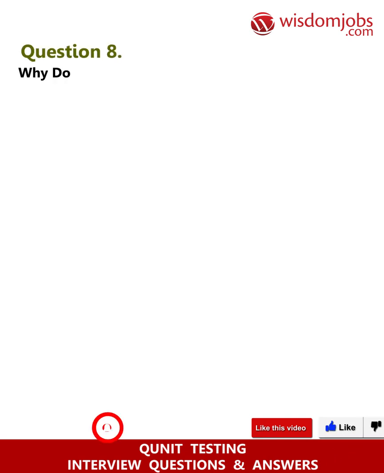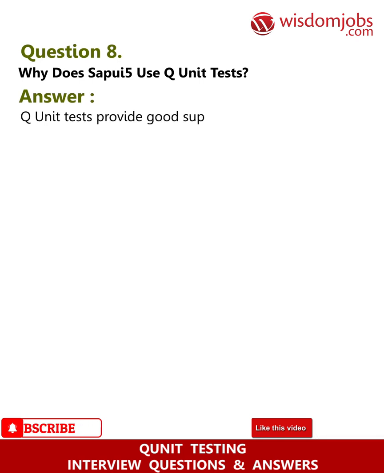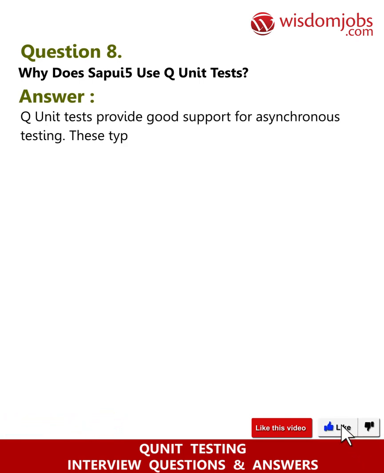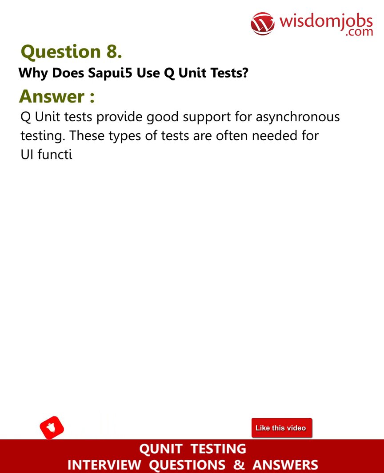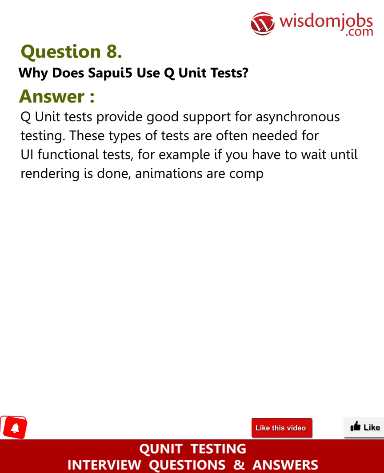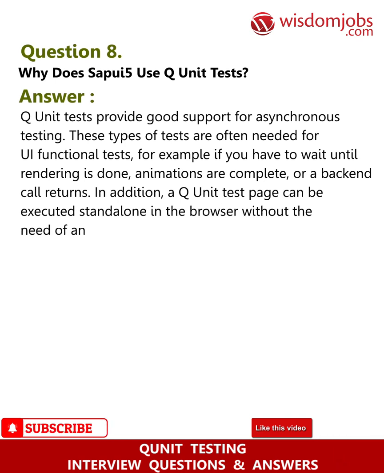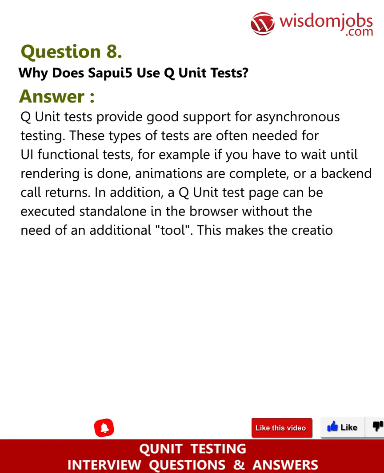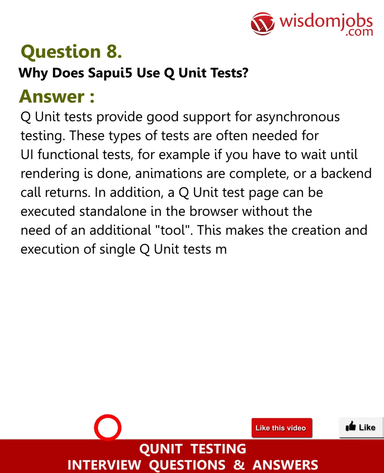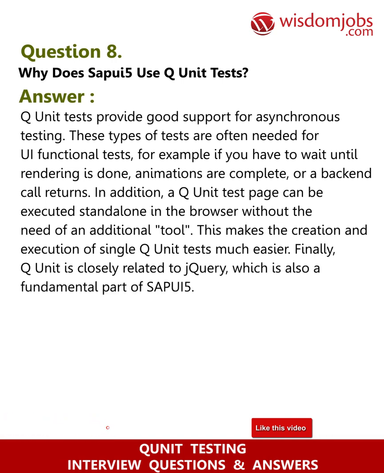Question 8. Why does SAP UI5 use QUnit tests? Answer. QUnit tests provide good support for asynchronous testing. These types of tests are often needed for UI functional tests, for example, if you have to wait until rendering is done, animations are complete, or a backend call returns. In addition, a QUnit test page can be executed standalone in the browser without the need of an additional tool. This makes the creation and execution of single QUnit tests much easier. Finally, QUnit is closely related to jQuery, which is also a fundamental part of SAP UI5.